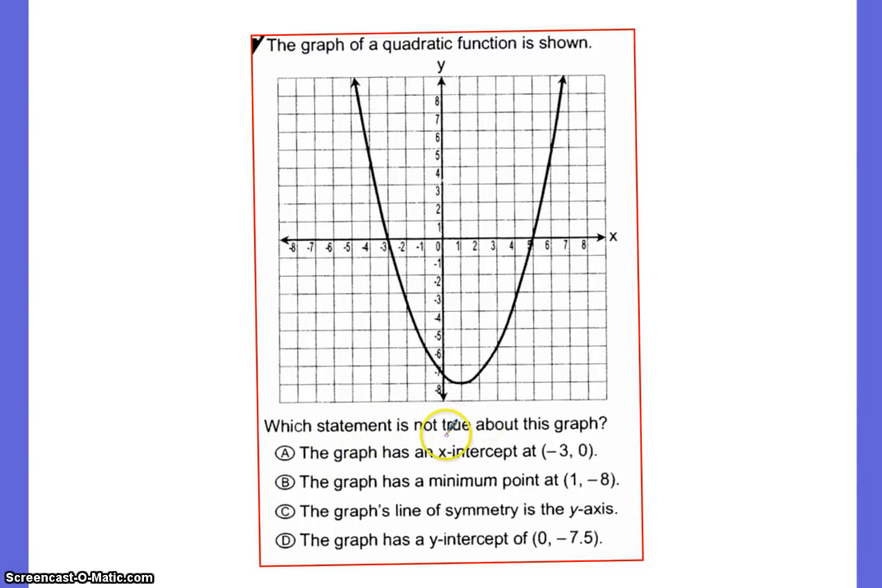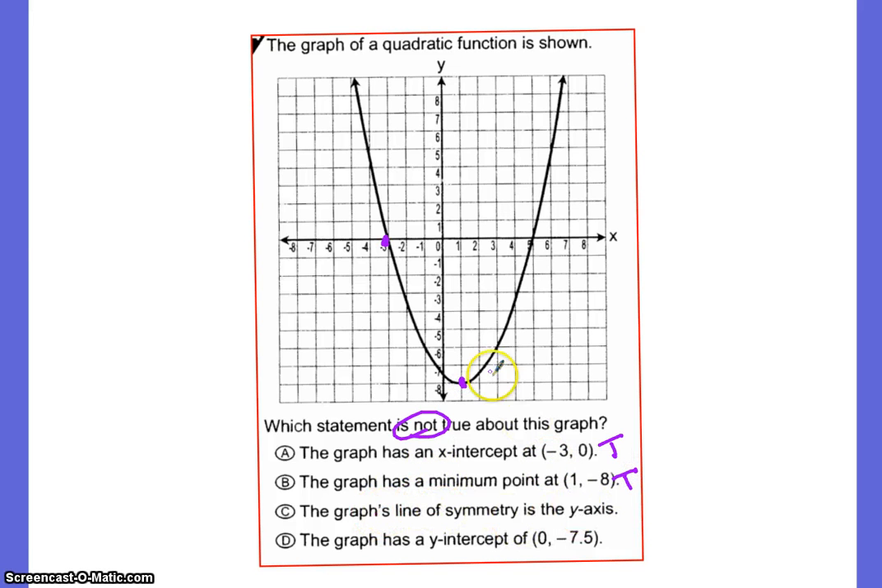Which statement is not true? Make sure you read all the words and realize it says not. An x-intercept at -3, 0. Okay, to me that is true. A minimum point at 1, -8. That is true. Remember, minimum is low.